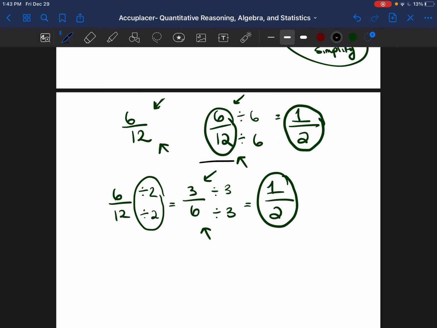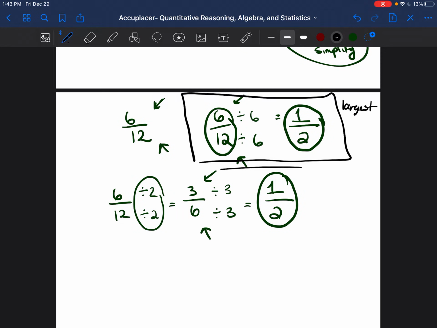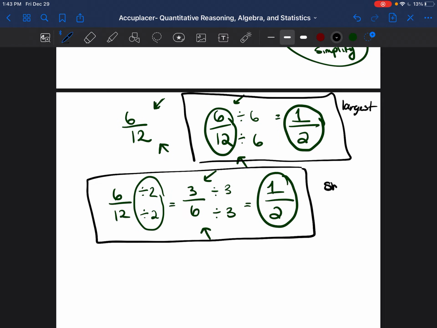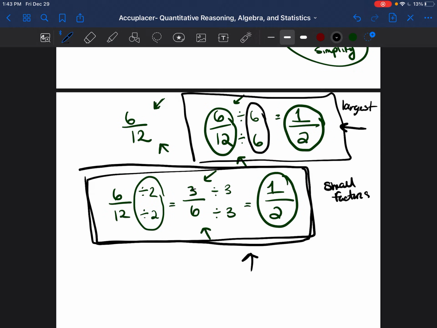So the difference between what we did in this situation is that we used the largest factor of 6 and 12. What we did here is that we used small factors of 6 and 12. You ended up with the same answer, but in this situation, you had to keep dividing. Both ways are right. If you're able to see what the largest common factor is between 6 and 12, go ahead and divide, and you easily, in one step, have your fraction simplified. If it's easier for you to do smaller factors, go ahead and do a smaller factor.